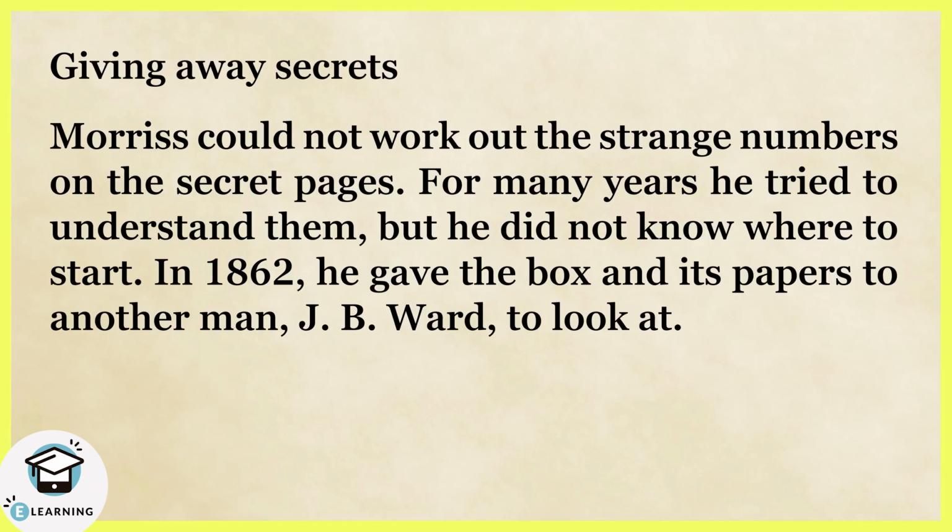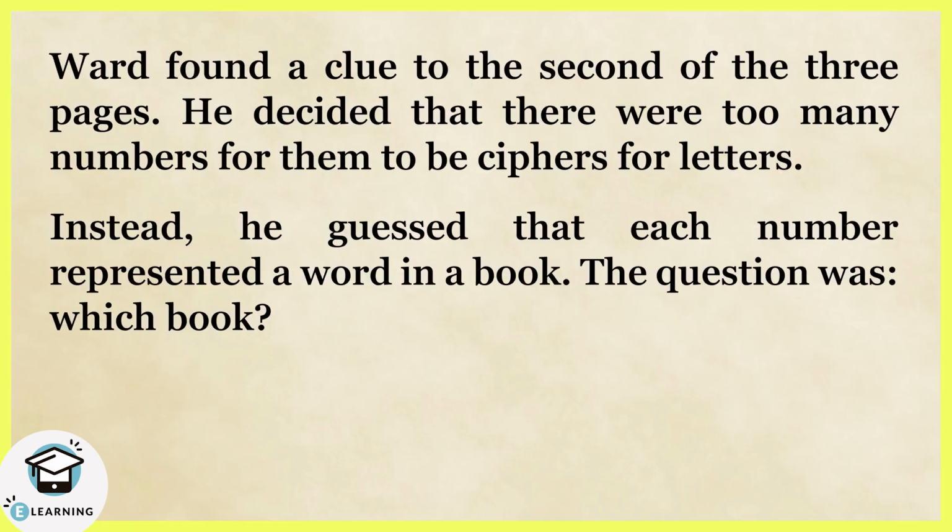Giving away secrets. Morris could not work out the strange numbers on the secret pages. For many years he tried to understand them, but he did not know where to start. In 1862, he gave the box and its papers to another man, J.B. Ward, to look at. Ward found a clue to the second of the 3 pages.